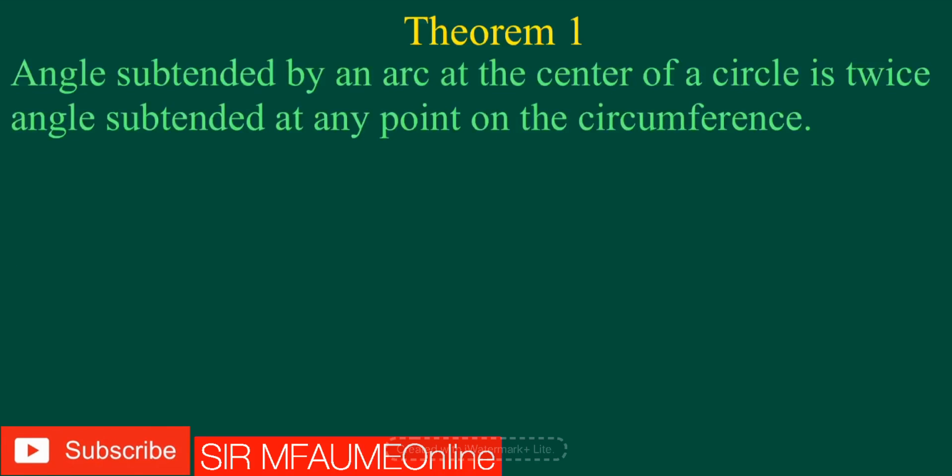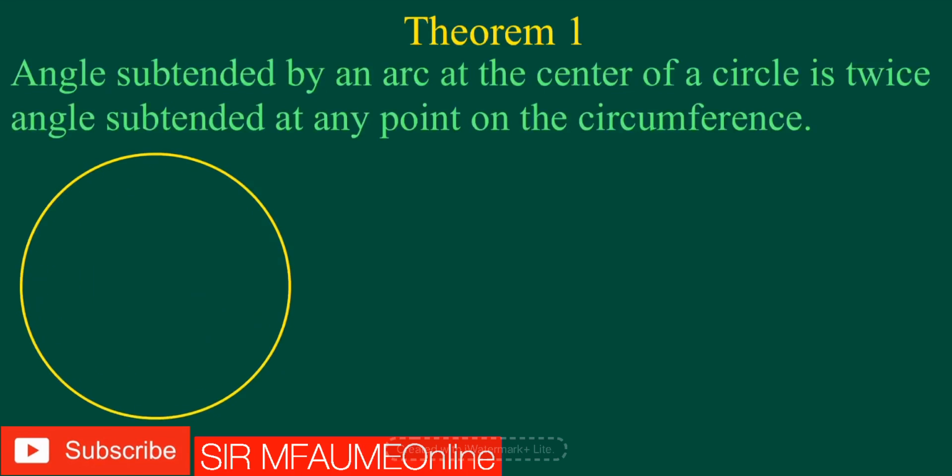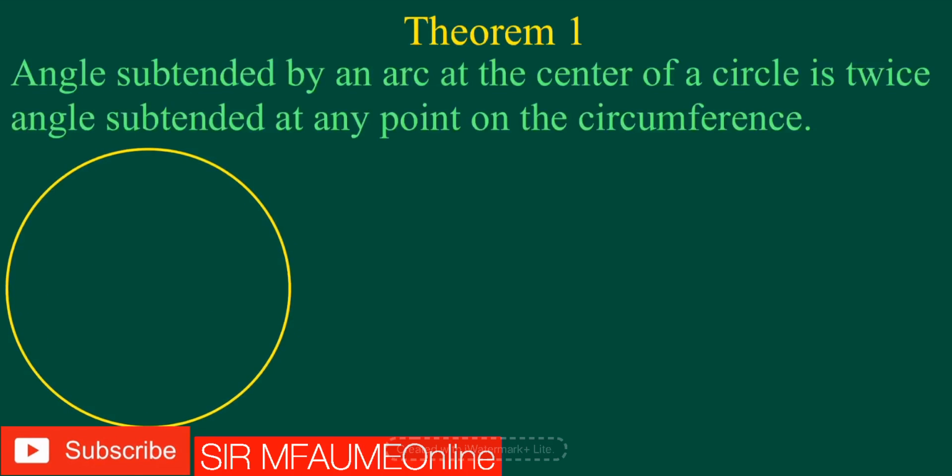The theorem says that the angle subtended by an arc at the center of a circle is twice the angle subtended at any point on the circumference of a circle. Let us prove this one. Assume you have a circle like this one. This is your circle, and from this circle, this one is the center of the circle. Let me call the center of the circle O.